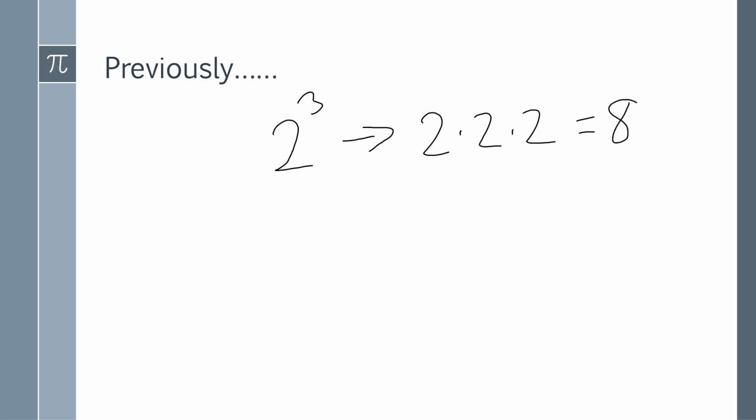Oftentimes you guys see 2 to the power of 3 as 6, which you know is not the case. It's not multiplication, it's repeated multiplication. You're taking the 2's and saying 2 times 2 times 2. So you're taking 3 sets of 2's and multiplying them. So it's not 2 times 3. Be careful of that, because that often messes you up.